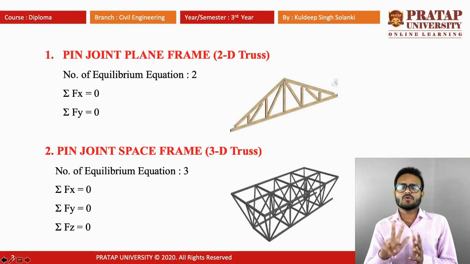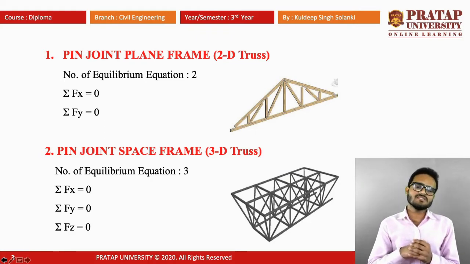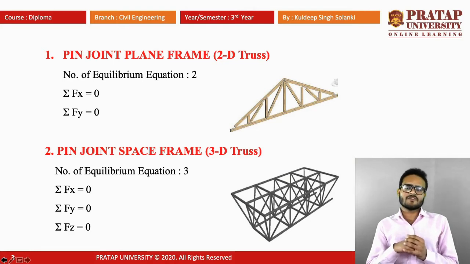It means 2 equilibrium equations, only summation of Fx and summation of Fy. It means x direction forces equal to 0, y direction forces equal to 0 in case of pin joint plane frame. And next is pin joint space frame. It means pin joint is also a truss, and space means 3D structure.